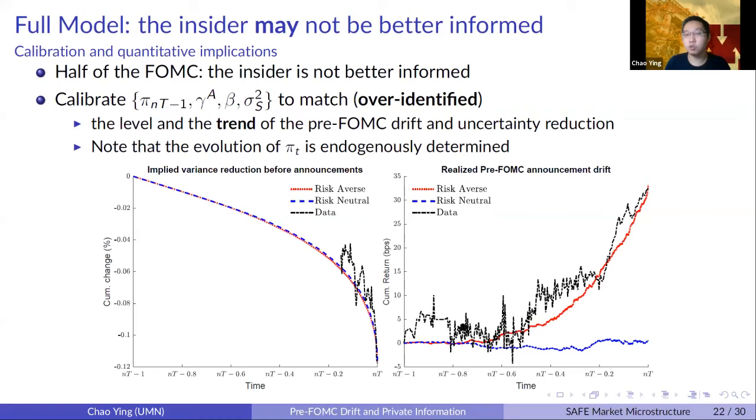Here, to capture the 24-hour price dynamics, I use the E-mini S&P 500 futures to calculate the return before announcement. The VIX is only available in the regular trading hours, so there's no overnight data available. As you can see from the figure, when the market makers are risk compensated, I can match the time series of the pre-announcement drift as well as the uncertainty reduction pretty well.